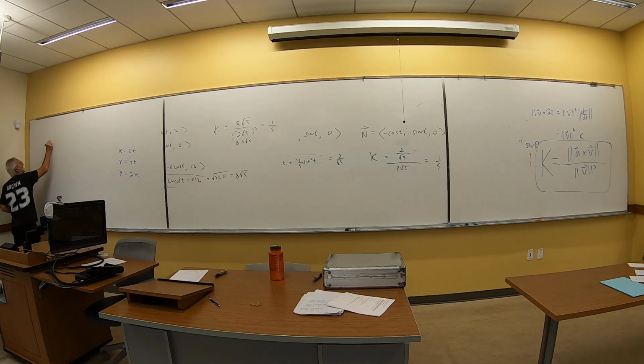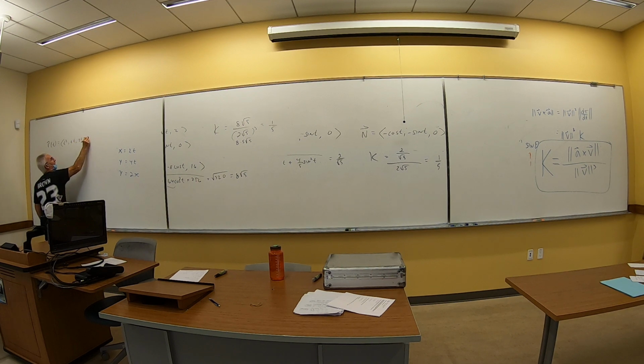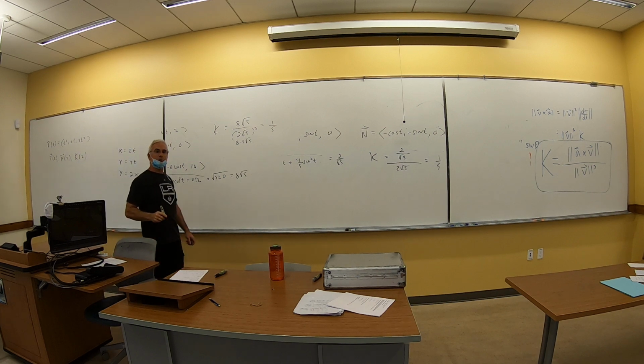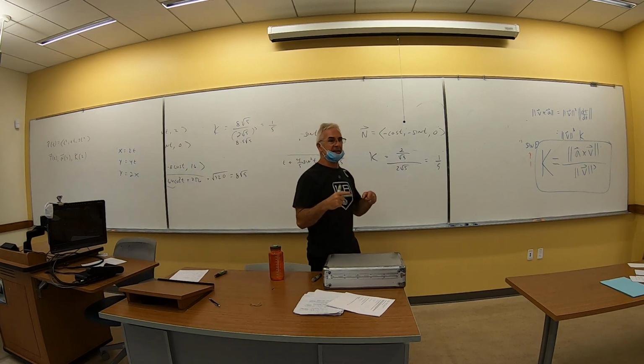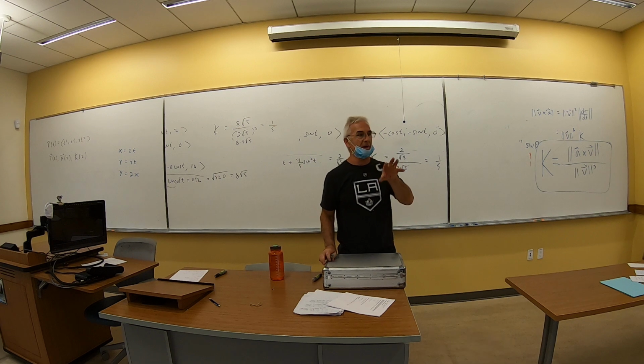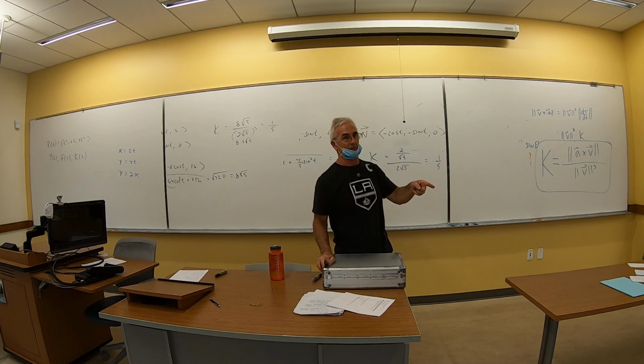So my r of t is t squared, 2t, 3t squared. Okay, that's a pretty generic problem as far as I'm concerned. So now what I actually want is T of 2, N of 2, and k technically of 2. So now your final answers will not have any t's in them. Your final answers will have been evaluated at a particular number.